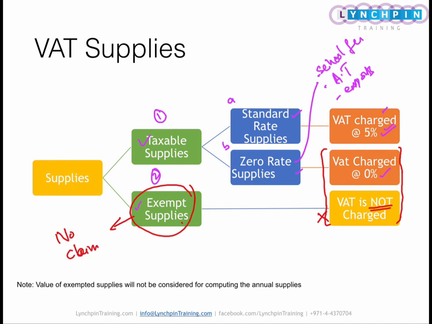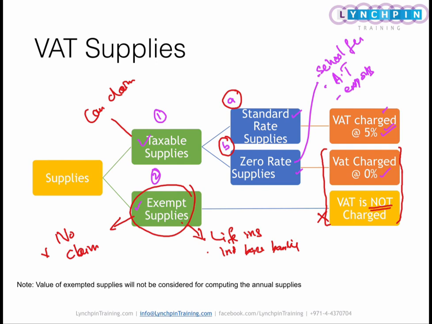So examples of exempt supplies would be life insurance services and interest based banking services. All such things are exempt supplies, and all such suppliers won't be able to claim their input VAT. Most of the businesses in this country would be falling in the other category, or those who are exporting. So all of you can claim here. Here you can claim your input VAT. Here you cannot claim your input VAT.